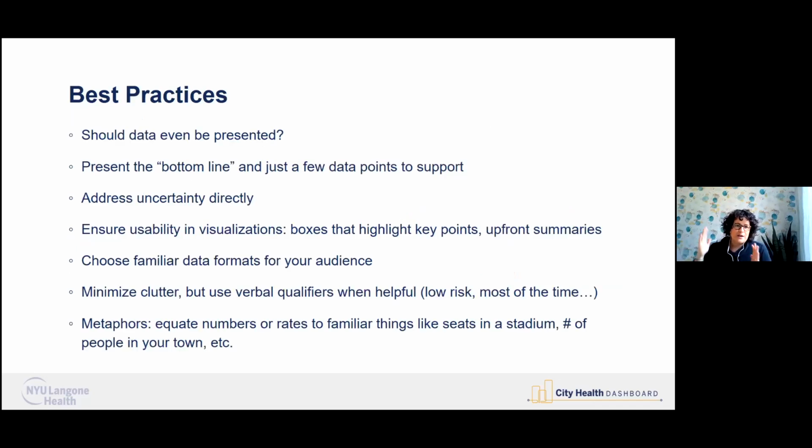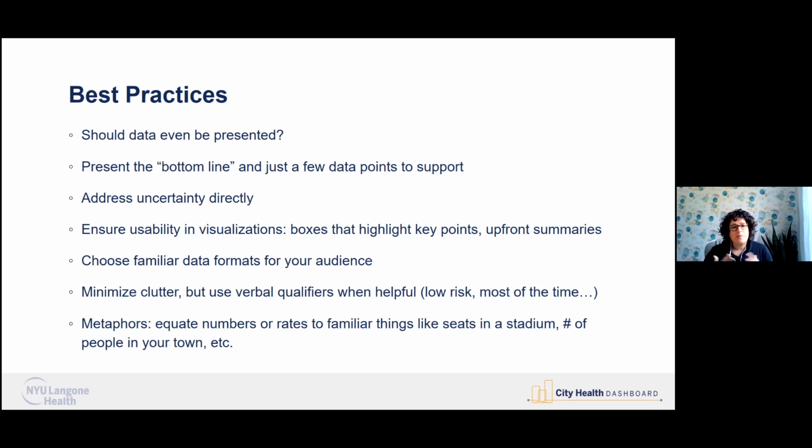And then just a running list here of some other best practices to consider. One is, should data even be presented, or can the message just be done with words? There's often a desire to share data because we have it. But sometimes if you're really trying to zero in on a single important message that you want your audience to know, consider, does the data even need to be presented, or can I just use it for my analysis to gain insights and then share that final messaging?